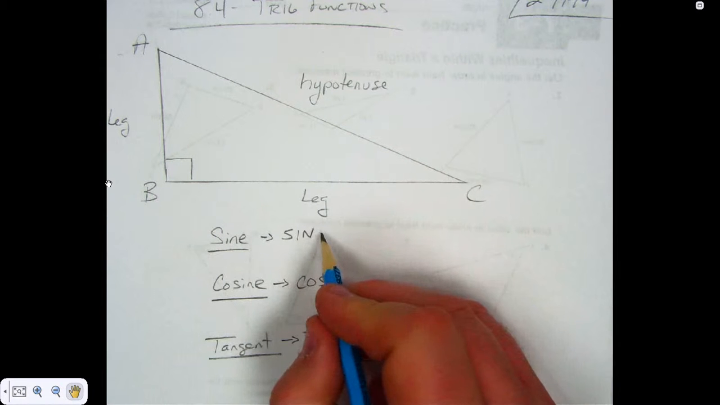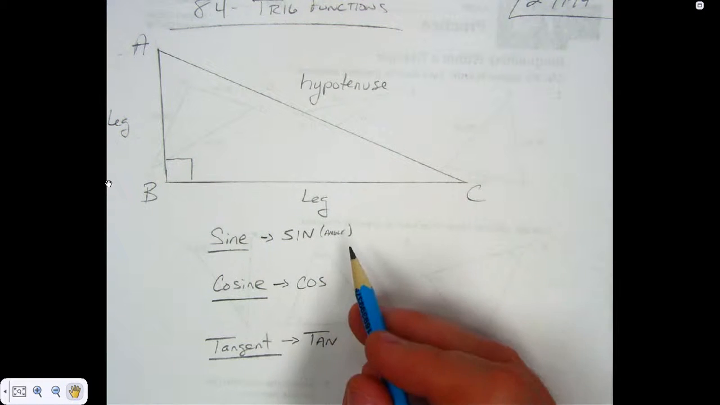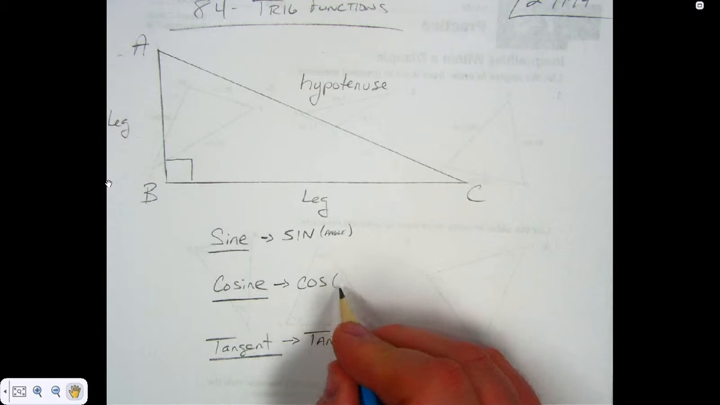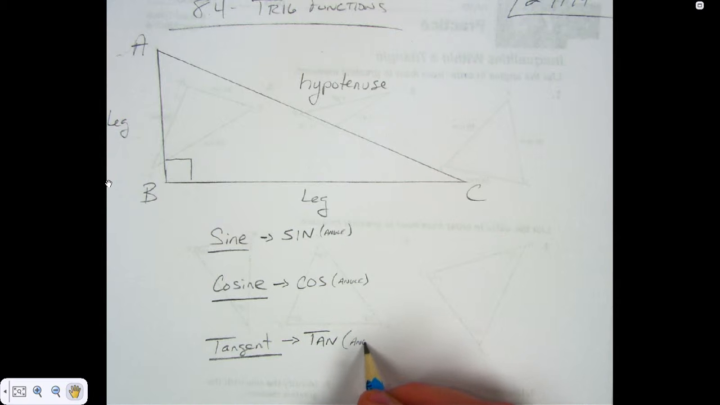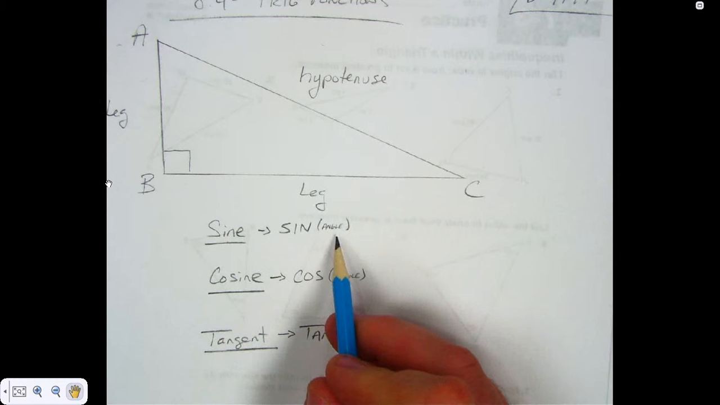You always take the sine of an angle. What goes here is an angle. You take the sine of a 30-degree angle is this. The cosine of a measure of an angle. Tangent of a what? Angle. So they're all referring to angles. When you take the sine of an angle.